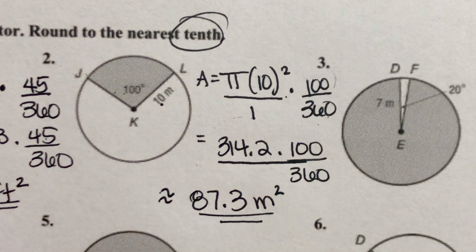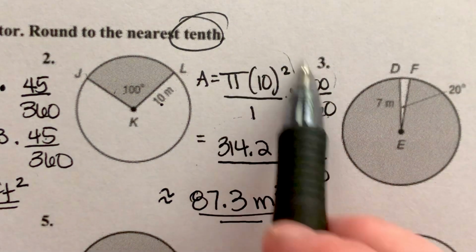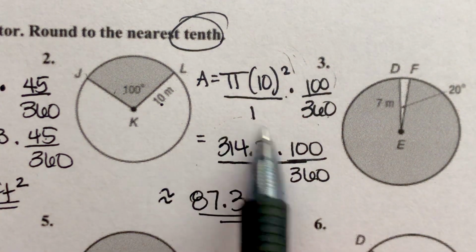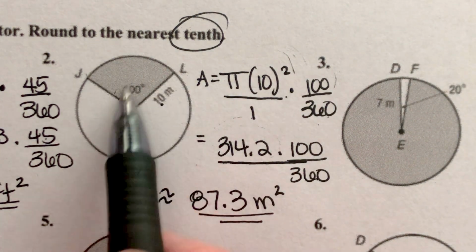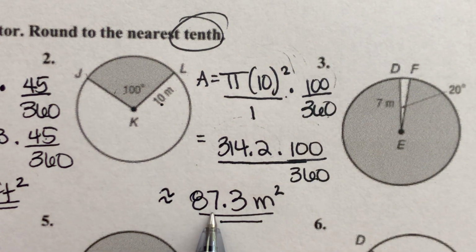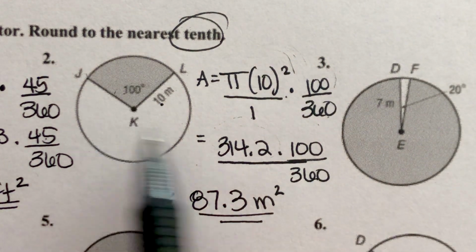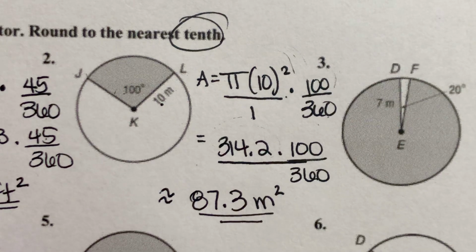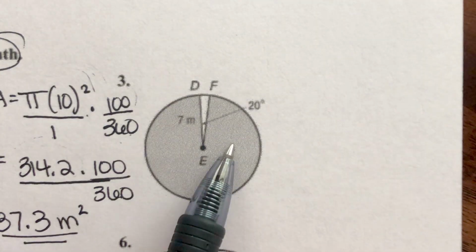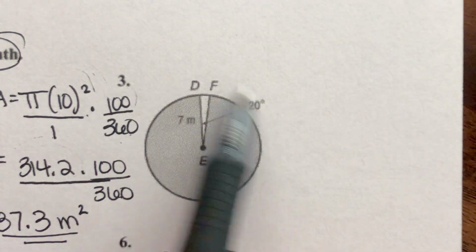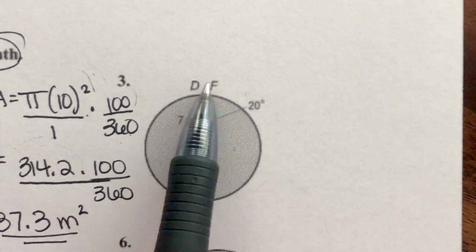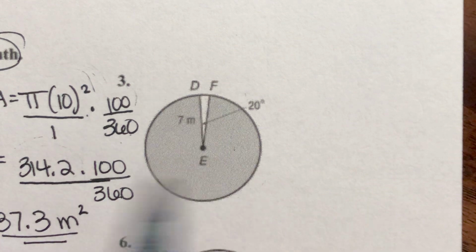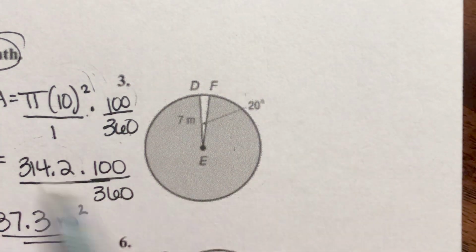Okay, so that should make sense so far. The area of the entire circle is 314.2, and when we multiply it by just this portion, we get 87.3. That makes sense. It's less than half of 314.2. All right, this is almost the entire circle, right? We could basically find the area of the whole circle and subtract this little sliver, but I'm not going to do that. I'm going to stay consistent and do what I've been doing.